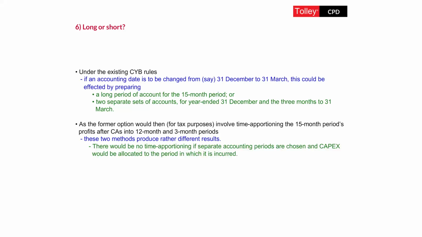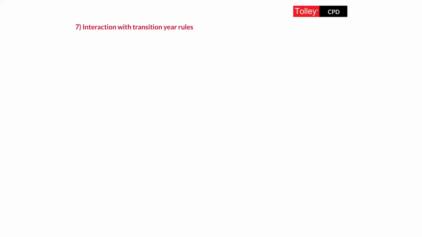And the other thing that's inherent in that is if you prepare two separate sets of accounts, then there'd be no time apportioning at all, and any capital expenditure that you might have would be allocated to the particular period in which the expenditure is incurred. Those are the rules under the existing current year basis rules, which is what you would be having to deal with if you change your accounting date before the new system comes in.